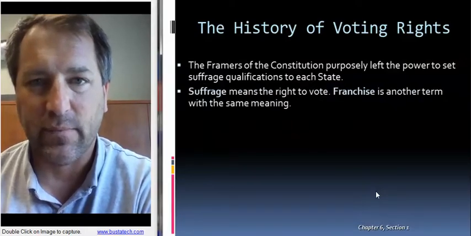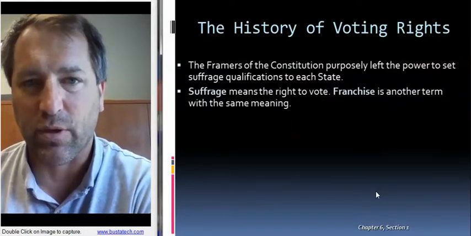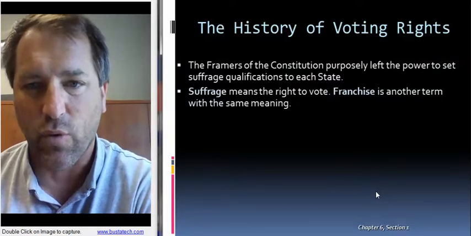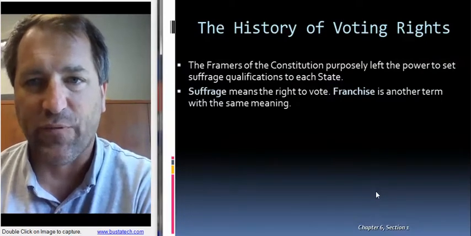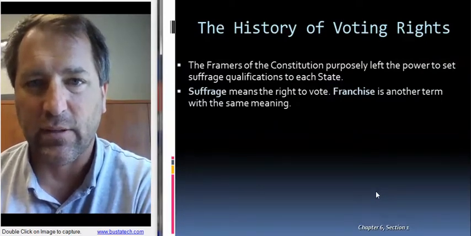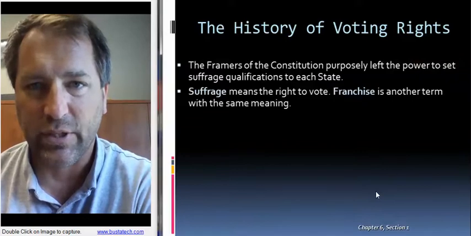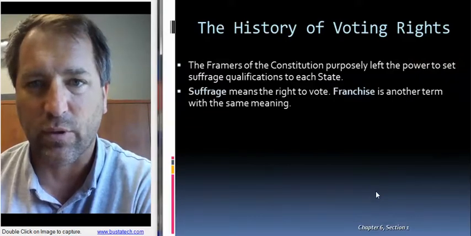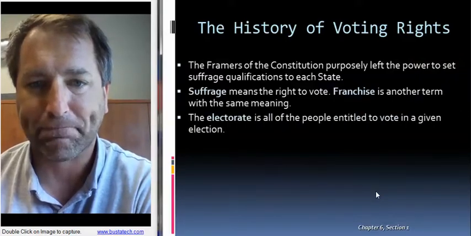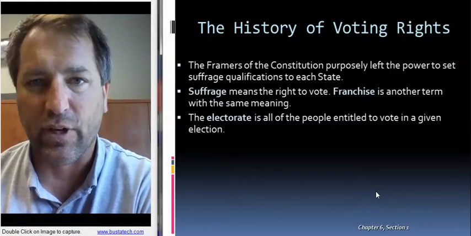Suffrage is a vocab term you should be familiar with, which means the right to vote. The word franchise can also mean the same thing. Please take note of those two vocab words for the unit today. Another vocab word is the electorate. The electorate are all the people entitled to vote in a given election.